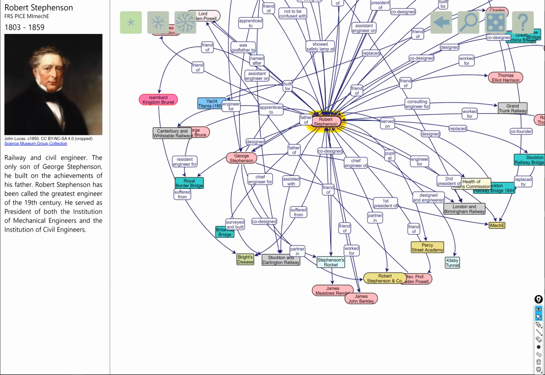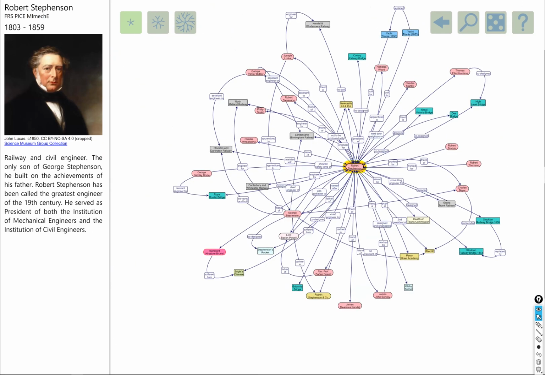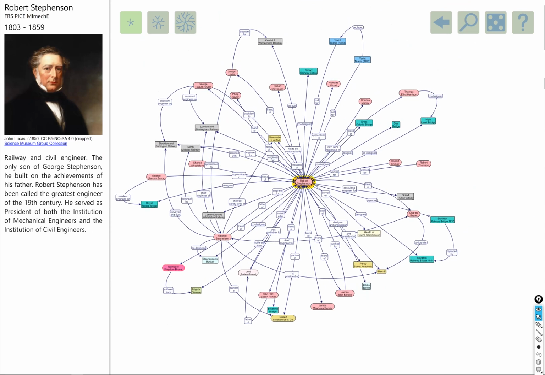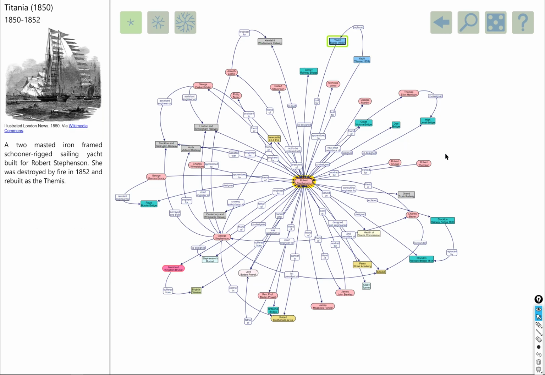So this is one of the busiest nodes on the diagram, as you'd expect. Robert Stevenson, one of, if not the greatest railway and civil engineer. Lots and lots of things here. We're going to go to something that not everybody knows about Stevenson, is that once he'd made lots and lots of money and became wealthy, he could afford to indulge in yachting. And he built, or had built for him, a pair of yachts, both called Titania. We're going to ping onto those.